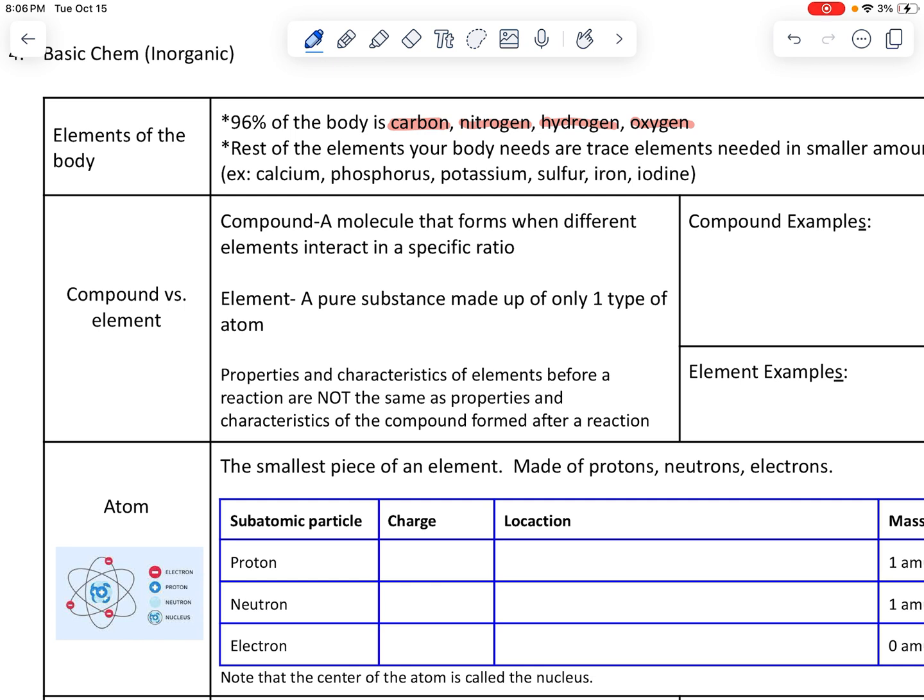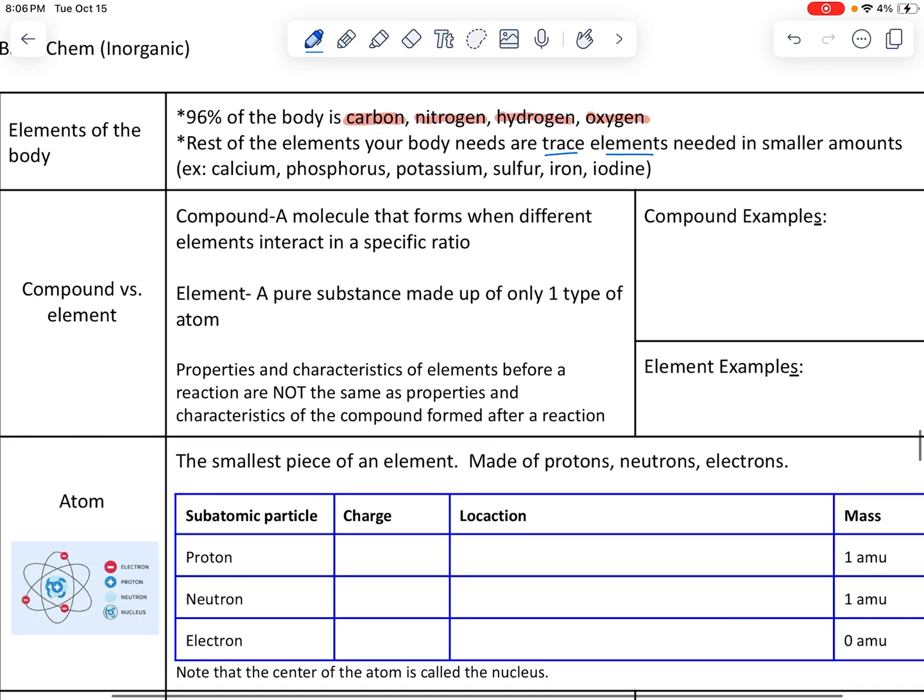There are other elements that your body needs, and these are called trace elements. And these are things that a lot of times you see on the back of a label. Calcium, phosphorus, potassium, sulfur, iron, iodine are examples given there. You might take a multivitamin that has those in there. So you need them in very small amounts, but you pretty much get them in all the food you eat.